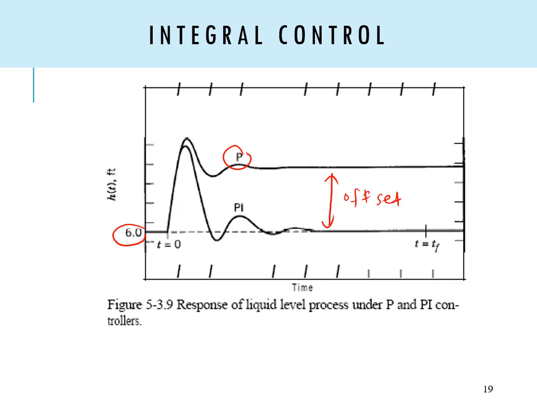In contrast with the PI controller, the process response curve will initially oscillate, and finally it will reach the set point and achieve the steady state condition.